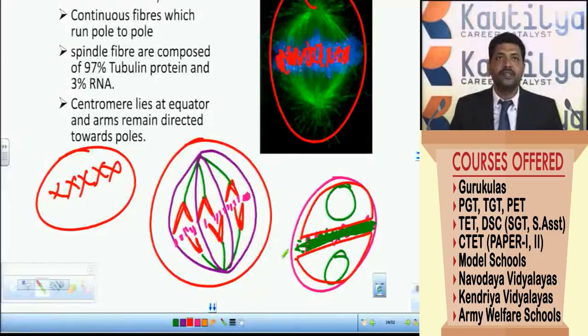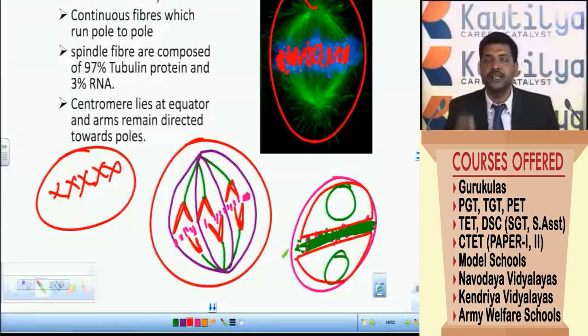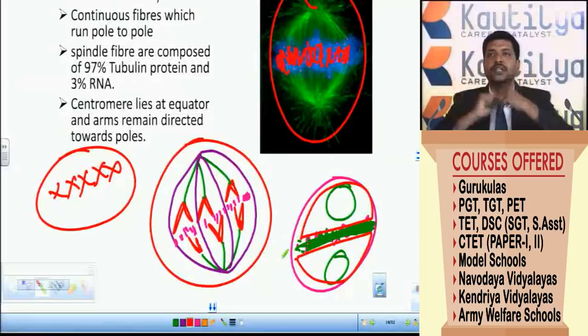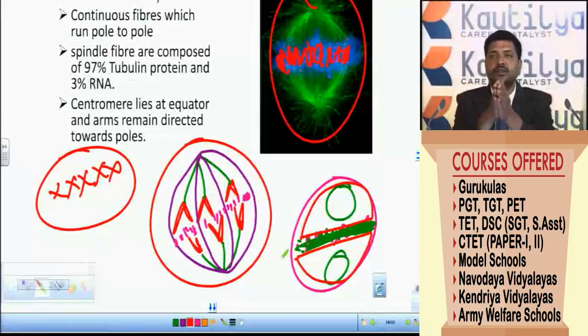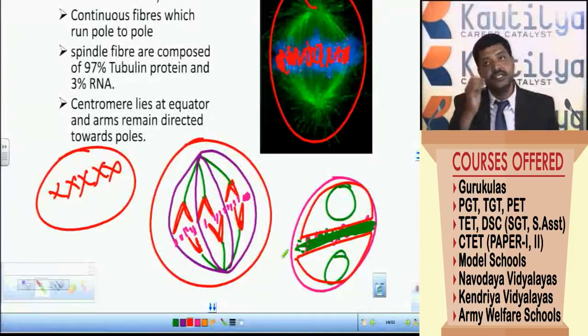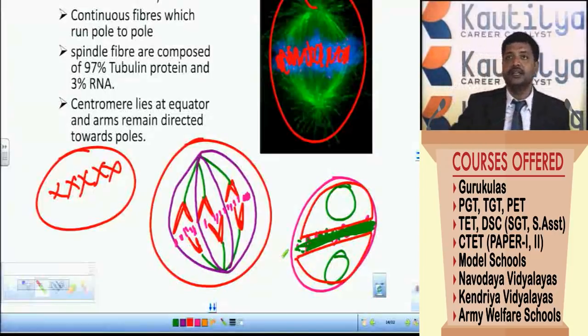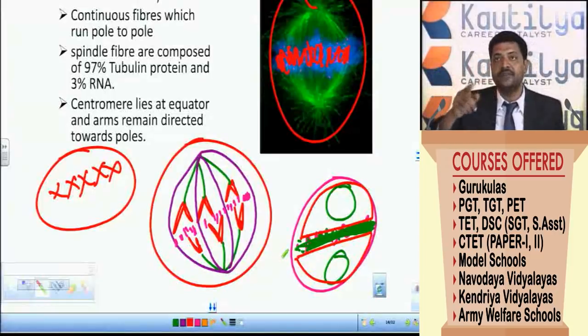So now in metaphase, what happens? All chromosomes align to the central portion of the cell. Alignment of chromosomes into the central portion of the cell is known as congression. Orientation of the chromosomes on the mid plate or metaphase plate is known as congression. From the metaphase plate, if the chromosomes are moving towards the poles, that is called disjunction. What is congression? Union. What is disjunction? Separation. So these are opposite words for these two stages: congression, metaphase; disjunction, anaphase.